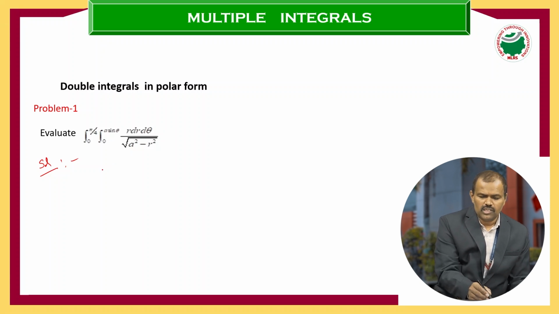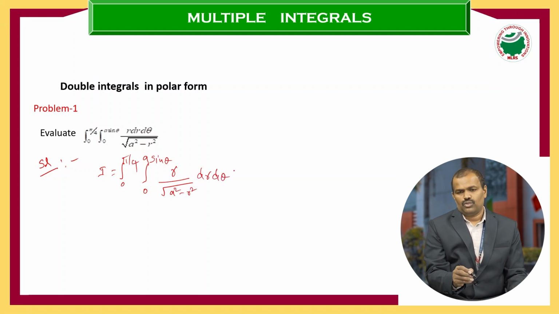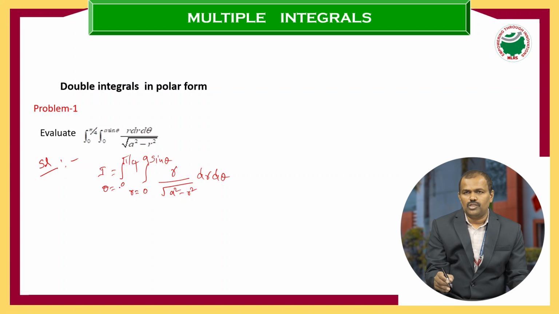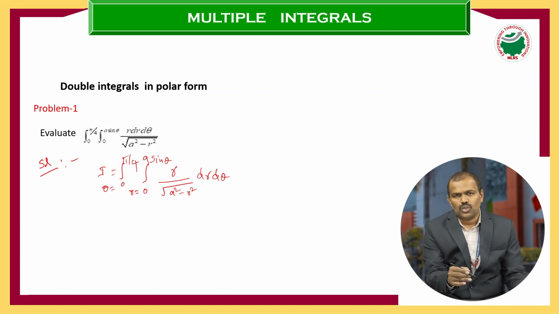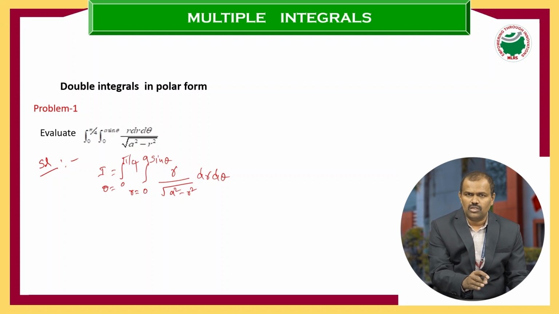So here I is the given integral, that is integral 0 to pi by 4, 0 to a sin theta, r by square root of a square minus r square dr d theta. This is the given question. So 0 to a sin theta is the r limits and 0 to pi by 4 is the theta limits. First we will do with respect to r, keeping theta terms constant. Finally, we have to do with respect to theta.